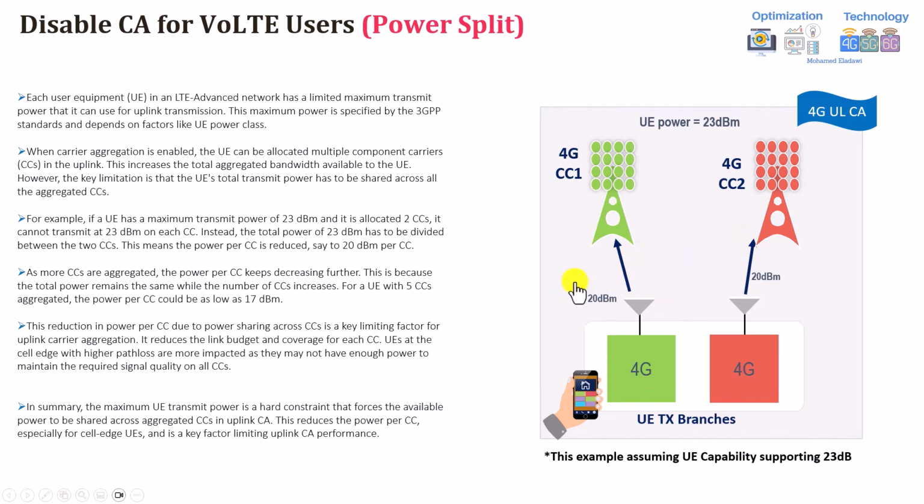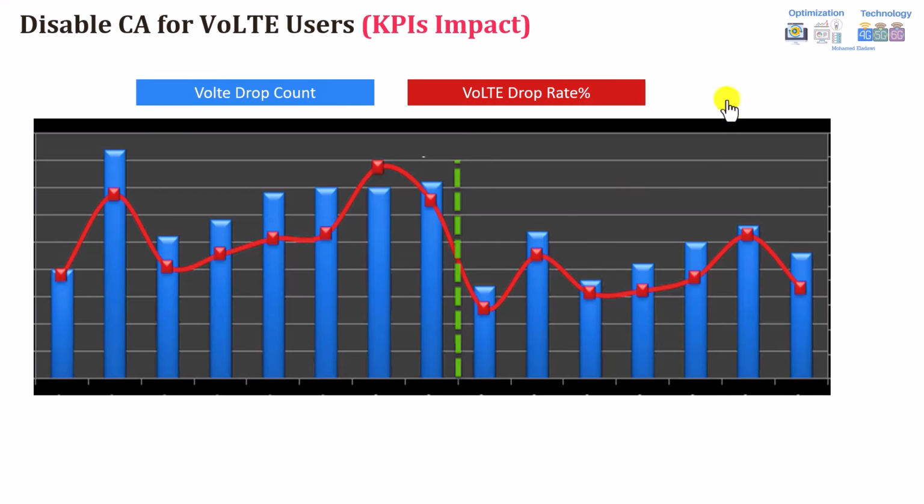And if you went for 3 carriers, this will reduce even more, and for 4 carriers it will be reduced even more as well. But this is mainly for uplink, and even if uplink carrier aggregation is enabled in the network, usually the maximum supported by the users is 2, and I think it's rarely used in general. This is just from the theoretical background.